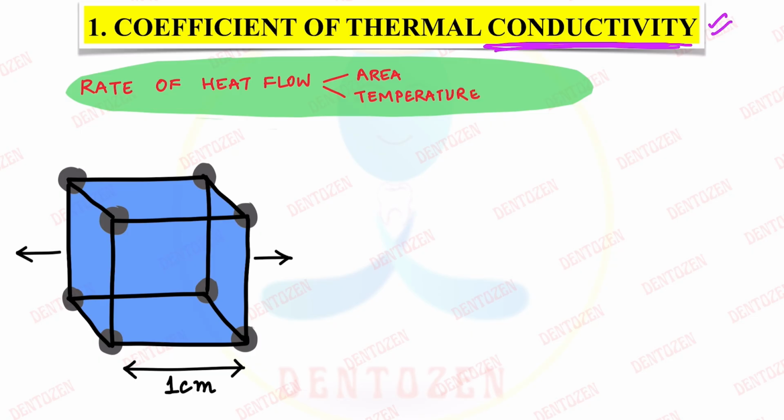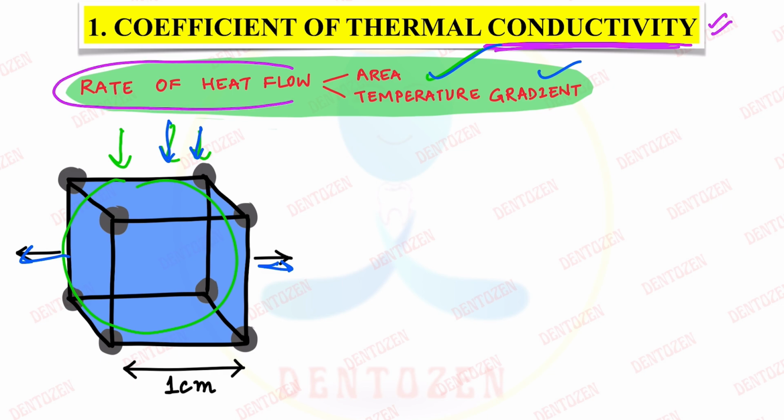Gradient is the difference. So whenever there is heat flow, first is the area perpendicular to the direction of heat flow, and second is the temperature gradient, that is the difference in the temperature across the surfaces which are perpendicular to the heat flow. So we can say that the rate of heat flow is dependent on area and temperature gradient.